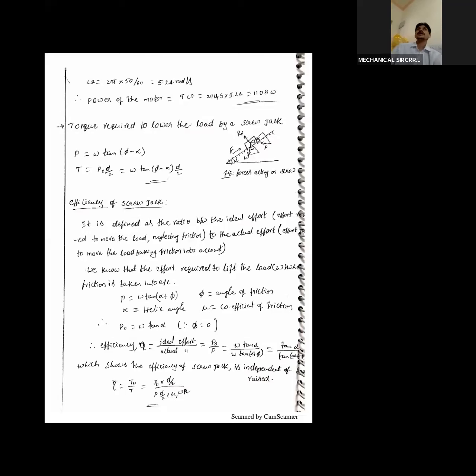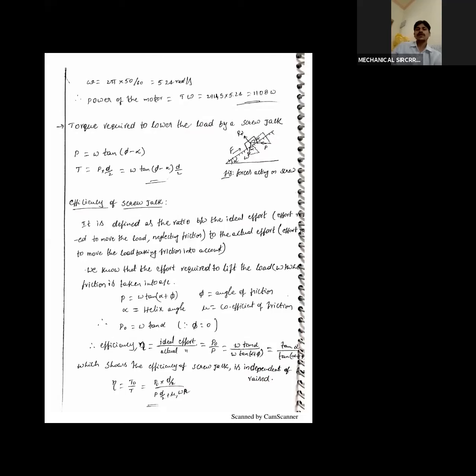If friction is not there, when it is in stable condition, ideal effort means it is not moving at that time. So the friction is zero. Simply put, the phi value is given to be zero. Then P naught equals W tan alpha. P naught equals W tan alpha.